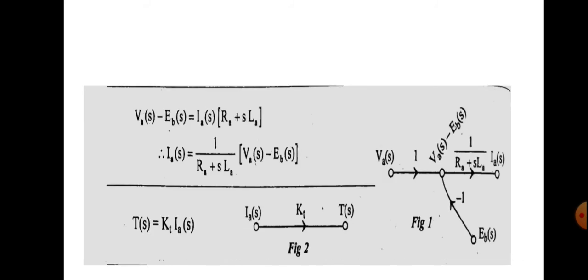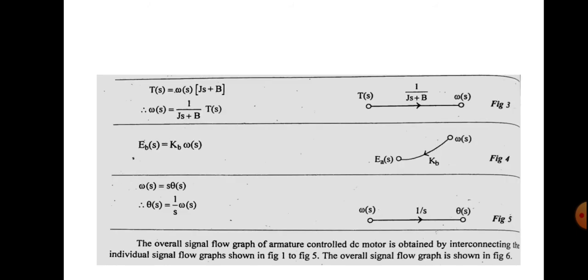But we know that from the first figure 1, Eb(s) is shown at the lower portion. So from omega(s) we can draw a node. We have got up to this point, we have got omega(s). When omega(s) is multiplied by Kb we will get the Eb(s). So we can draw a line like this. Figure 4 shows that omega(s) from figure 3 goes to Eb(s). In this textbook it is shown as Ea(s), but that is by mistake, actually it is Eb(s). So omega(s) goes to Eb(s) and its branch gain will be Kb.